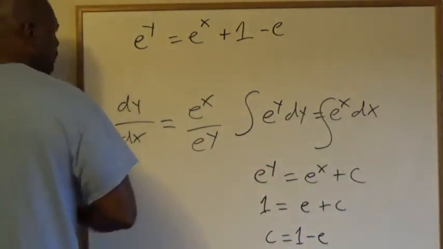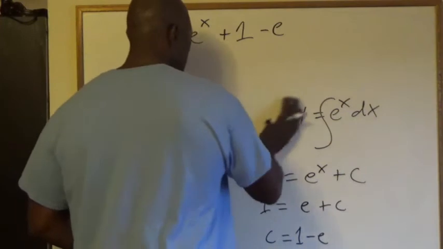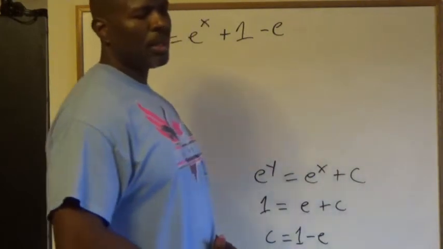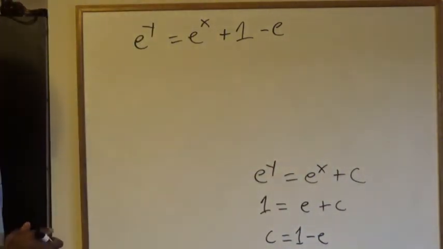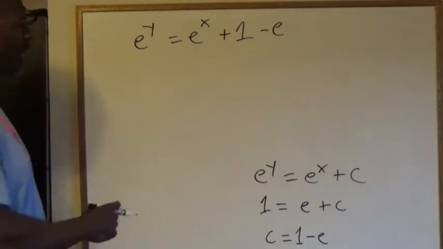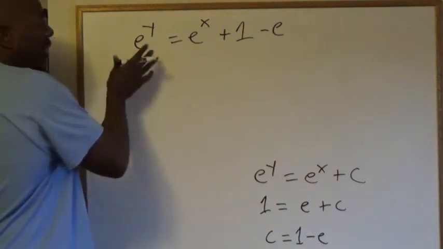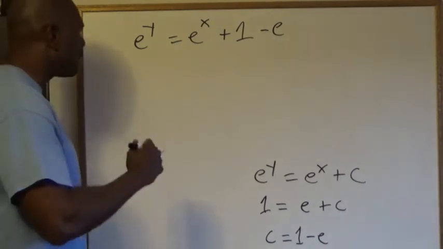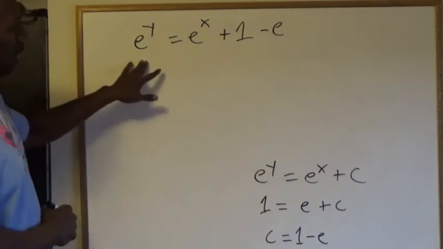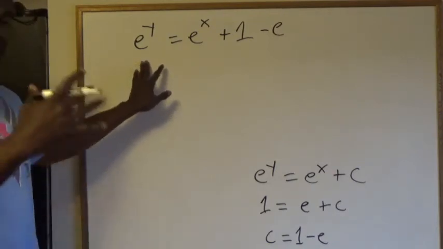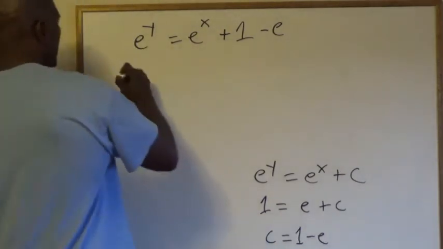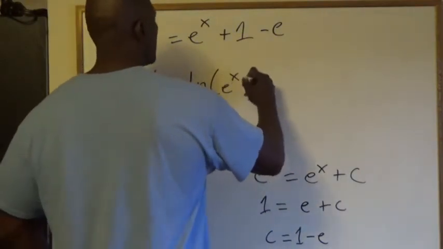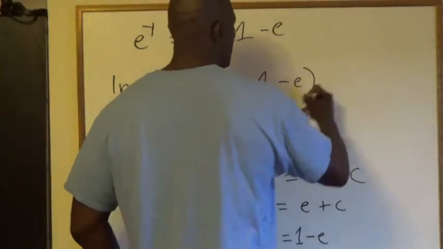You should be familiar that e and the natural log are inverse operations of each other. In the previous problem, we had ln over here, and so what we did is we e'd the junk, if you recall. Similarly, if we have e over here, we're going to, where I'm from, ln the junk. So that means that ln e^y is going to equal ln of (e^x plus 1 minus e).